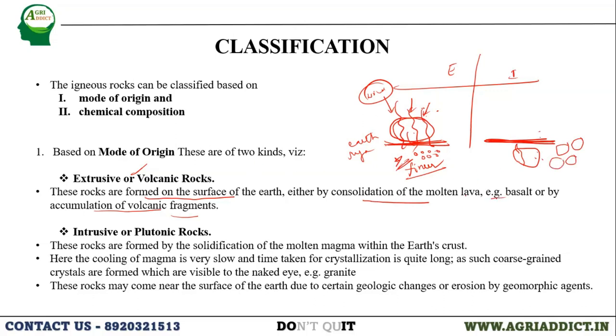An example of an extrusive rock is basalt. An intrusive rock is granite. See here, the cooling of magma is very slow. Why is it slow? It is within the protection of the surface of the earth, and the time taken is also quite long. So coarse grained rock will result. And this is how we have to remember extrusive and intrusive rocks. If you remember just by framing these differences like this, you can't remember for a long time. Just remember this process and then frame your own sentences on how to differentiate these two rocks. Examples are very important. Extrusive rocks are basalt, intrusive is granite.